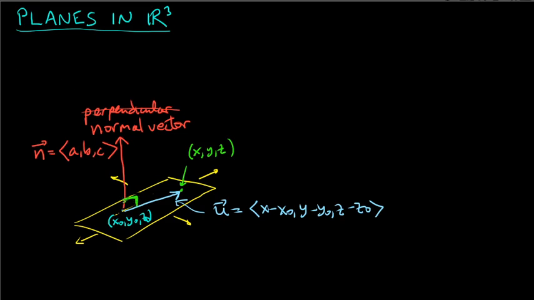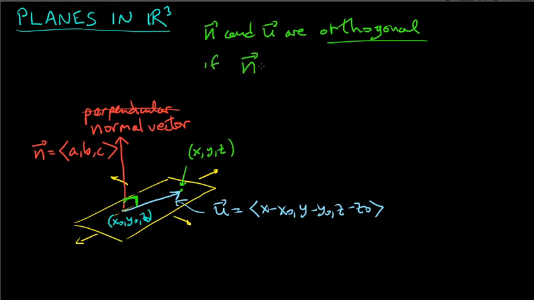Right? So we know that n and u are orthogonal. Or perpendicular, if you prefer, but the correct terminology here is orthogonal. And what do we know about orthogonal vectors? Think about the definition of orthogonal. n and u are orthogonal if their dot product is 0.